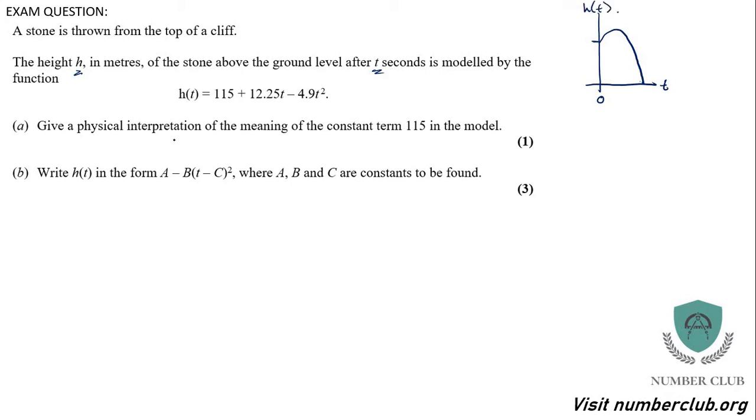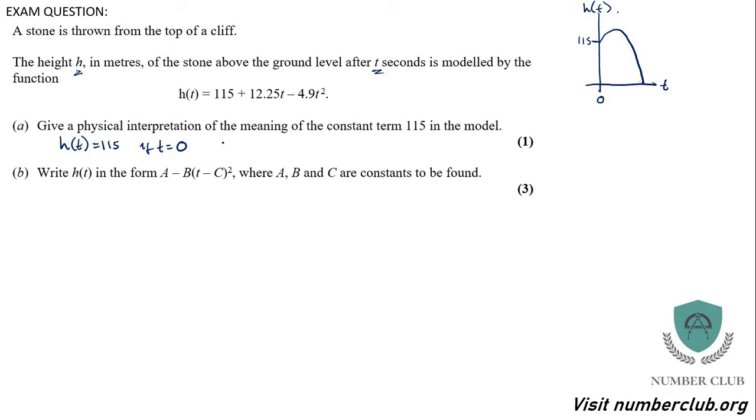And so we've got the first question, which says give a physical interpretation of the meaning of the constant term 115 in the model. Well, that 115 is here. H of t equals 115 if t equals 0. So when the time is equal to 0, nothing's happening. It's your initial time, just as the stone is being thrown. Now, some people might call it the height of the cliff. Some people might call it the height of the cliff plus a person.